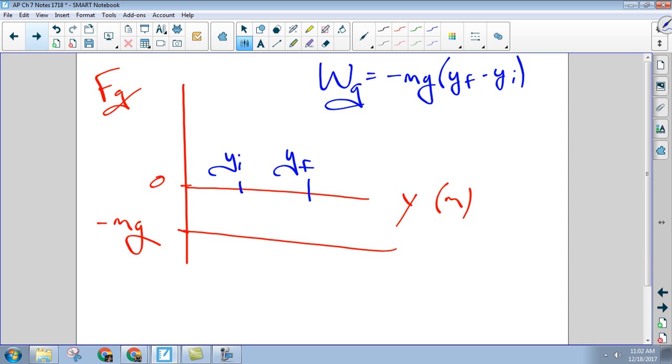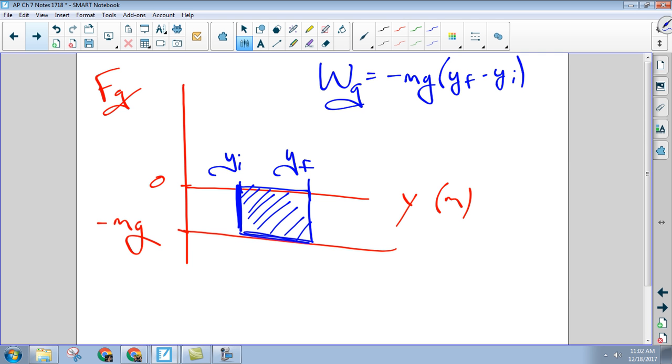Okay, well, let's see. Negative mg is this. y final minus y initial is this. Isn't that just the area under the curve? It's not a curve. It's just a curve that happens to be straight, but yes.